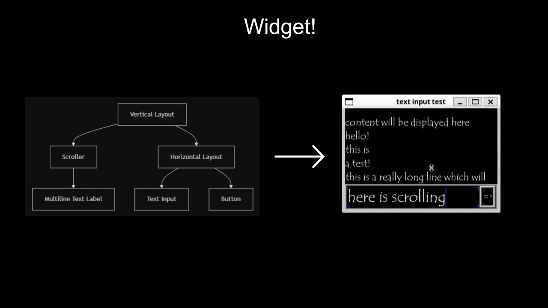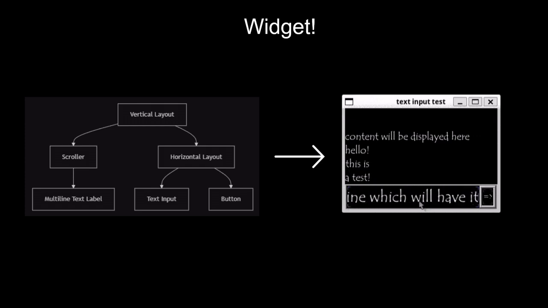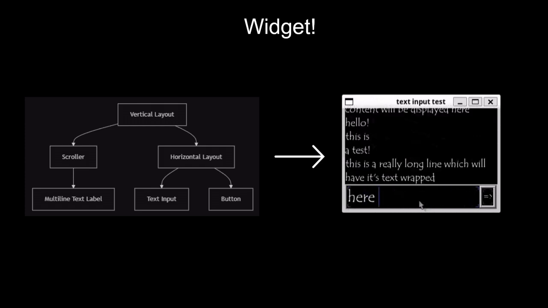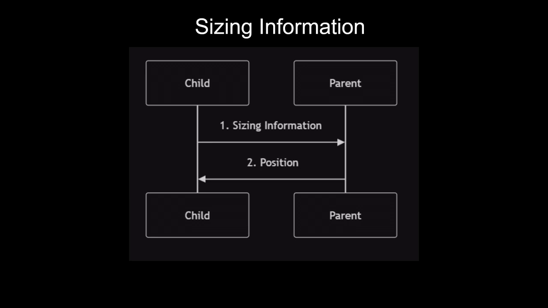User interface is composed of widgets, and these widgets form this tree hierarchy. So something like a layout can contain other things like buttons and text inputs. The way I've set up this library is the child's widgets will have sizing information, and then the parents will then respond back with where it should be drawn.